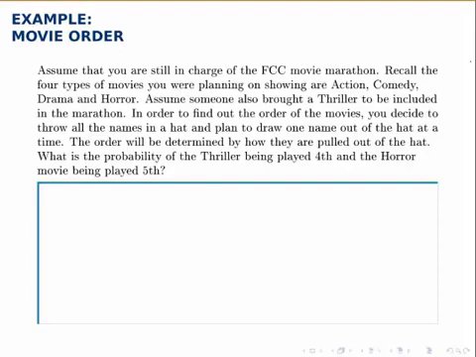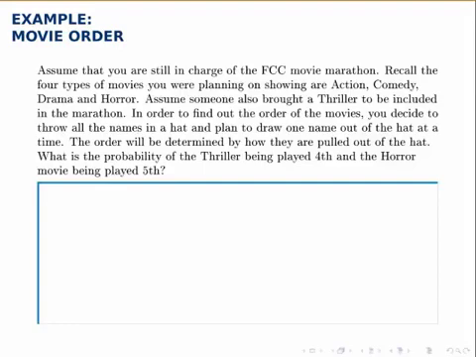What we want to know is, what is the probability that the thriller is played 4th and the horror movie is played 5th? Again, anytime we calculate a probability, it's simply the number of ways that our event could happen divided by the number of total ways that this scenario could play out. So we need to count up the number of ways that this precisely could happen: the thriller is played 4th and the horror movie is played 5th. And divide that by the number of ways that anything could happen, the number of total possibilities for how these movies could be ordered.